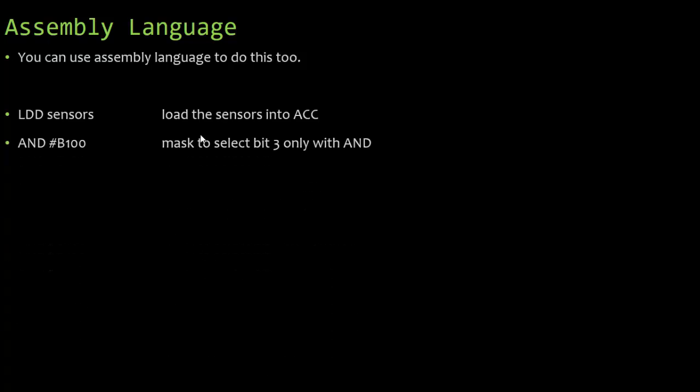So let's wrap up with assembly language. Now you can use assembly language to do this too. You can have LDD sensors, which loads the sensors into the accumulator. You're going to use the AND binary mask with the binary number 1, 0, 0, which is going to select bit 3 only with AND. We're going to compare it, check bit 3 to see if it is set.